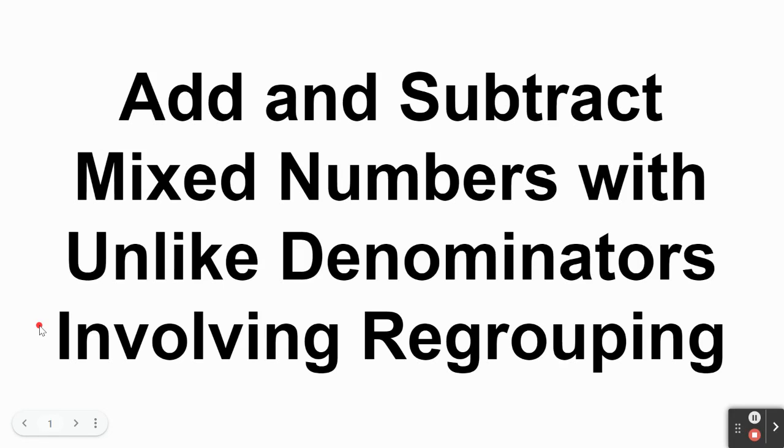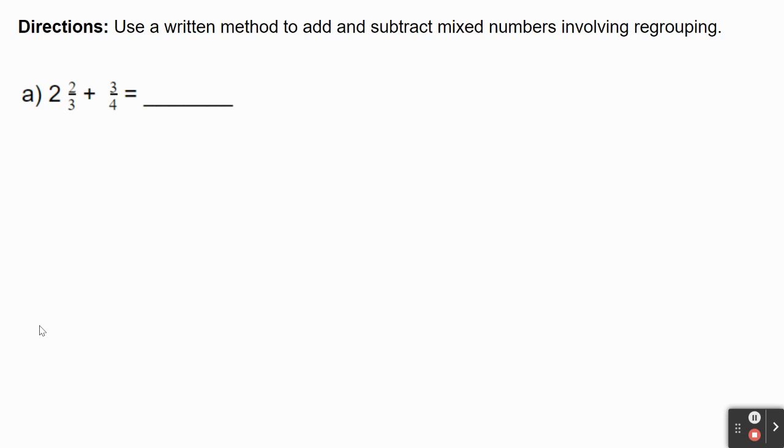Today we'll be adding and subtracting mixed numbers with unlike denominators involving regrouping. Let's start by adding 2 and 2/3 plus 3/4. Well, if we look at these two fractions that we're adding, we notice that the bottom number, the denominator, are not the same. So we need to create equivalent fractions so that the bottom numbers are the same, meaning that they have the same size pieces.